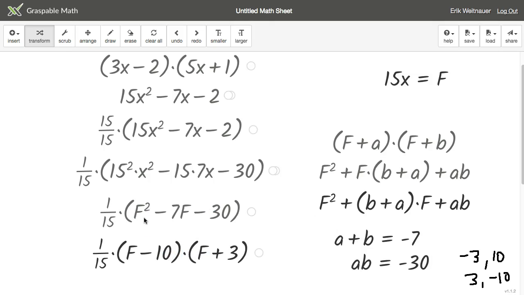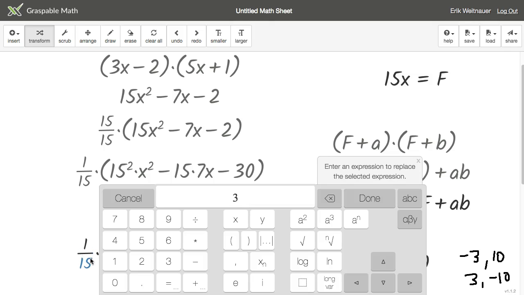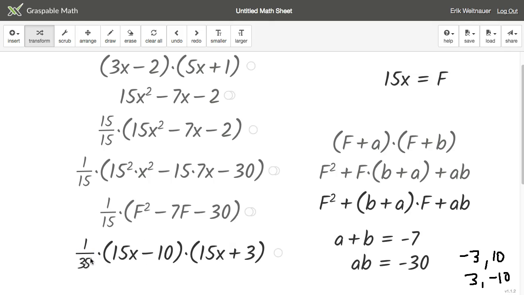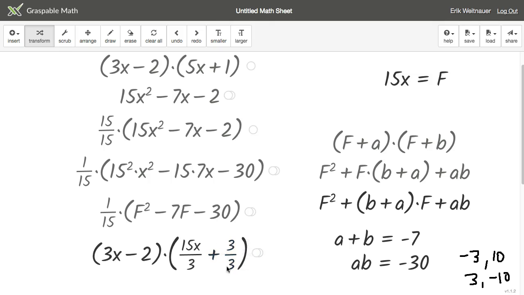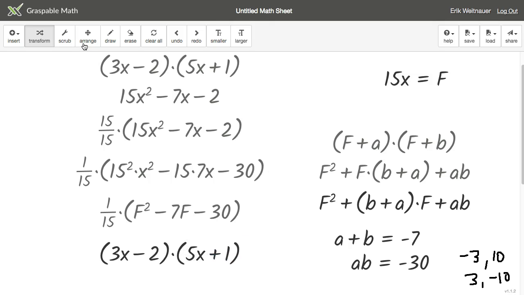And what that buys us is that we actually now have this in a factored form, and we only need to get back to our original f. So I'm gonna substitute our 15x back in here, and I see now that I can split this up into 3 times 5 and move this one in here, move this one in here. I'll pull that out and simplify our fractions here and actually get back to the original factoring here. So we found the roots of our quadratic equation.